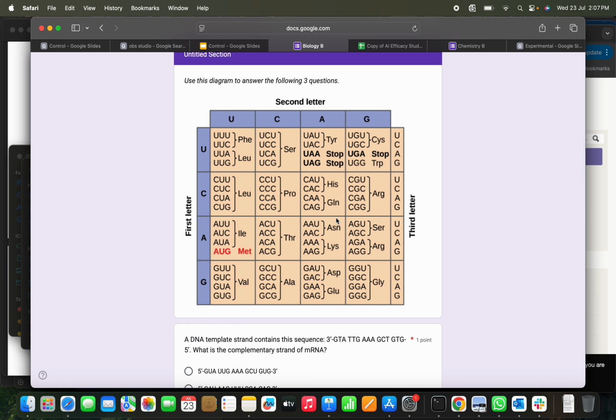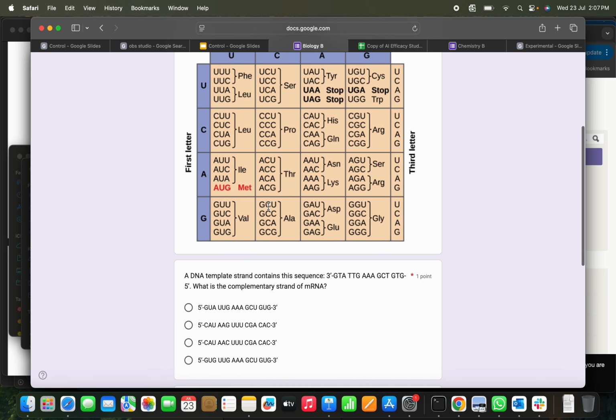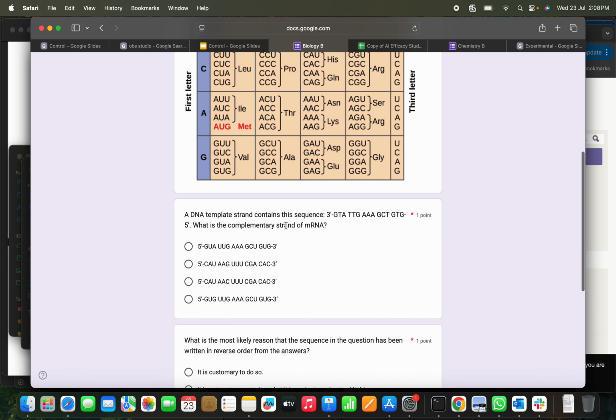Use this diagram to answer the following three questions. I have no clue what this diagram means. These are like U, A, C, G. A DNA template strand contains this sequence GTA, TTG, AAA, GCT, GTG. There's something 3 dash or something. What is the complementary strand of mRNA?